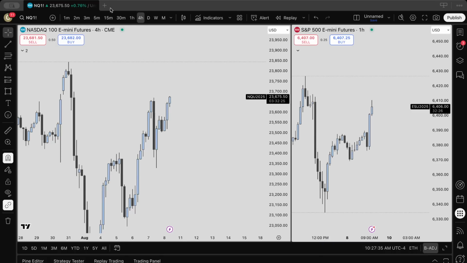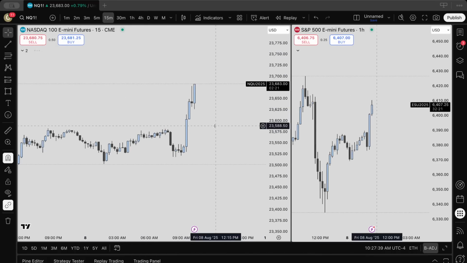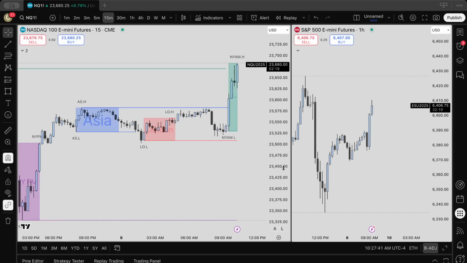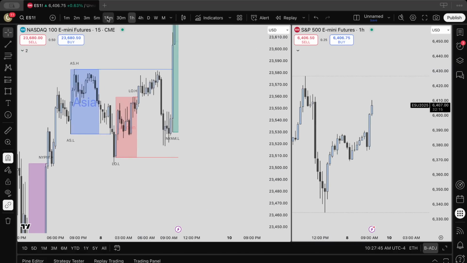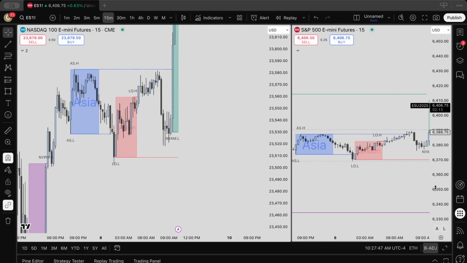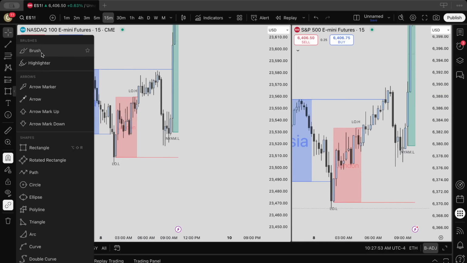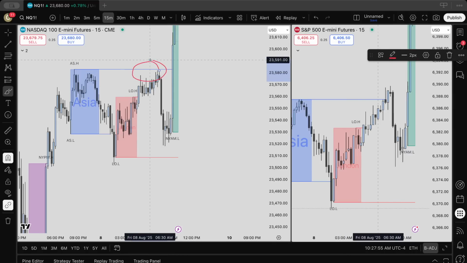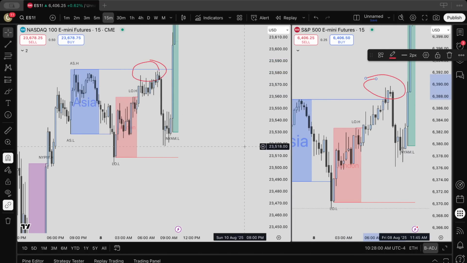So dropping down to the 15-minute, wait for the indicator to load. Okay, so we see that coming into market open, we had bearish SMT at Asia highs, right? So we had this bearish SMT. As you can see, the NASDAQ did not sweep it. Let me show you right here. So the NASDAQ clearly did not sweep the highs, whereas ES clearly swept the highs.